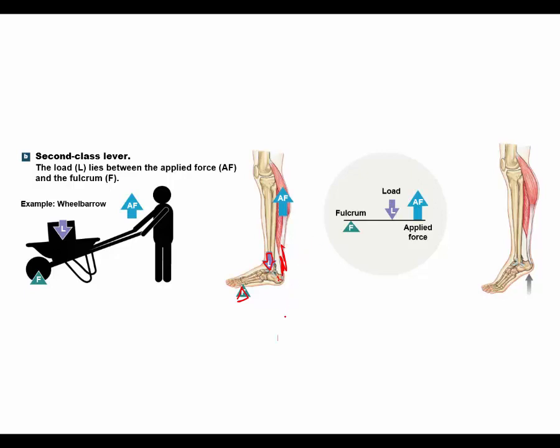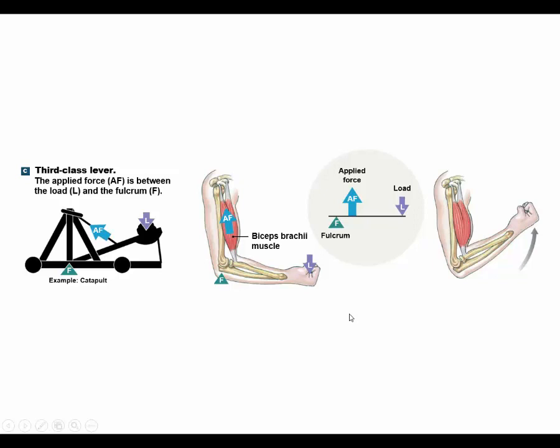So this is a second class lever where my fulcrum's at the end, my load is in the middle, and my effort's at the end. So that's another second class lever. And there's another third class lever, same example as we use, although there's other examples of third class levers. This is just a classic example right here.